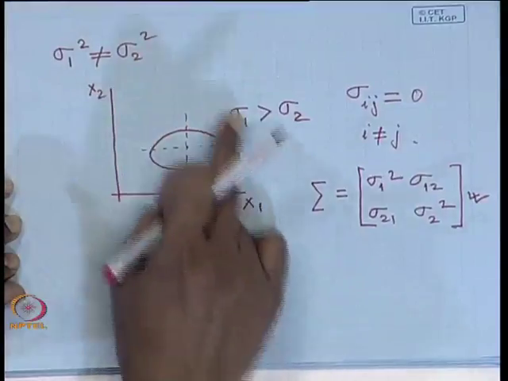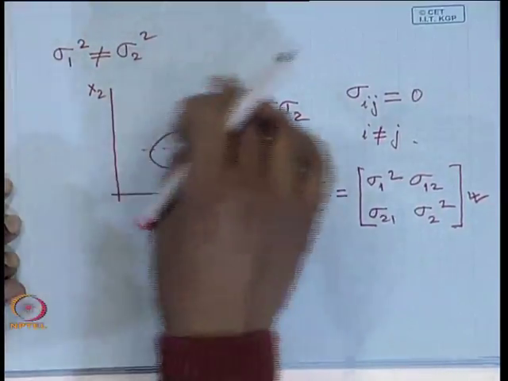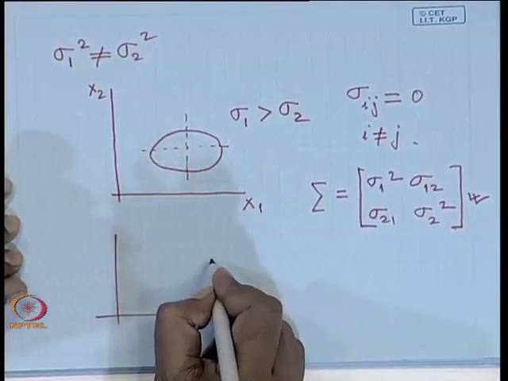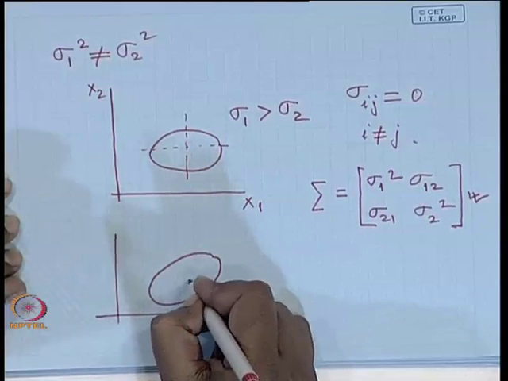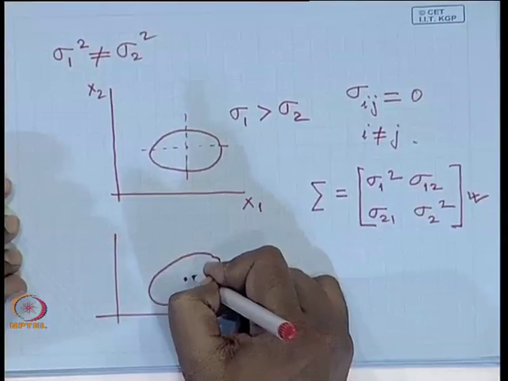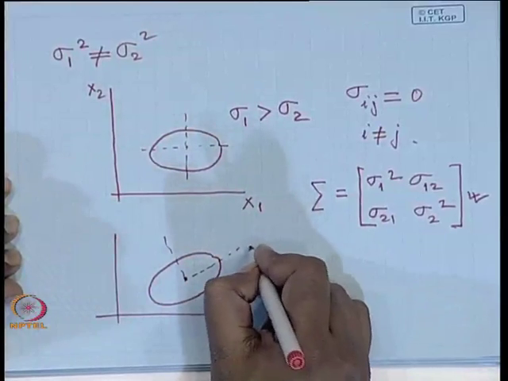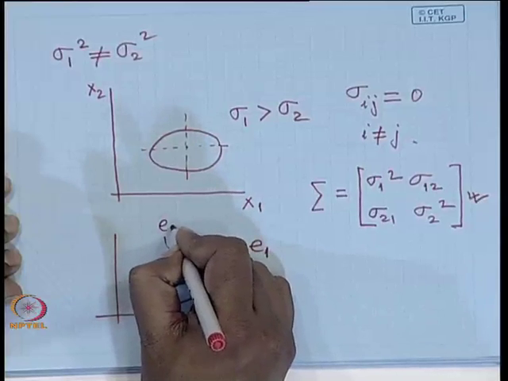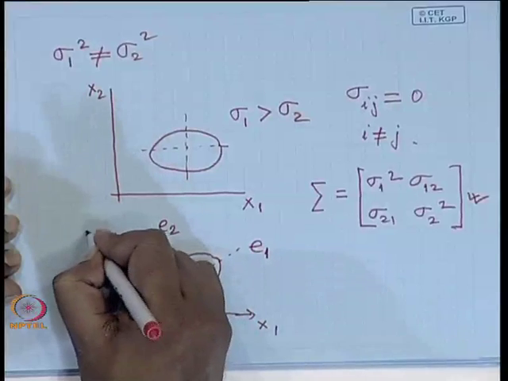So, instead of having a footprint of the loci of points of constant density like this, the footprints will be something like this. Again, it will be centered around mu, but the directions of major axis and minor axis will be given by the eigenvectors of this covariance matrix, say E 1 and E 2. So, this is my x 1 direction, this is my x 2 direction.